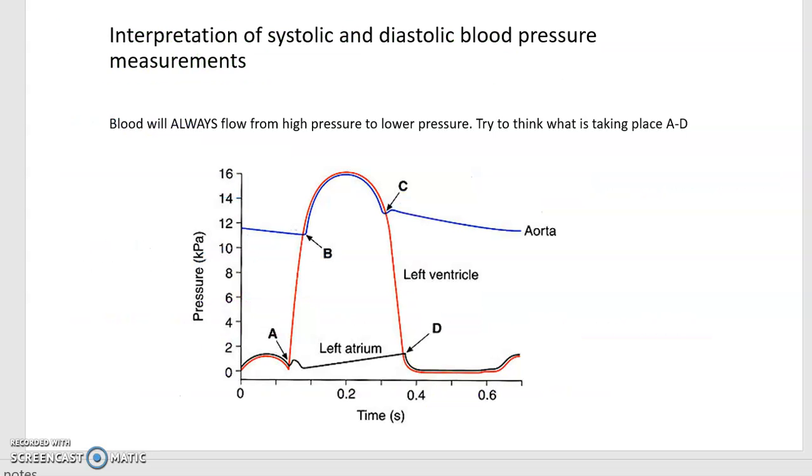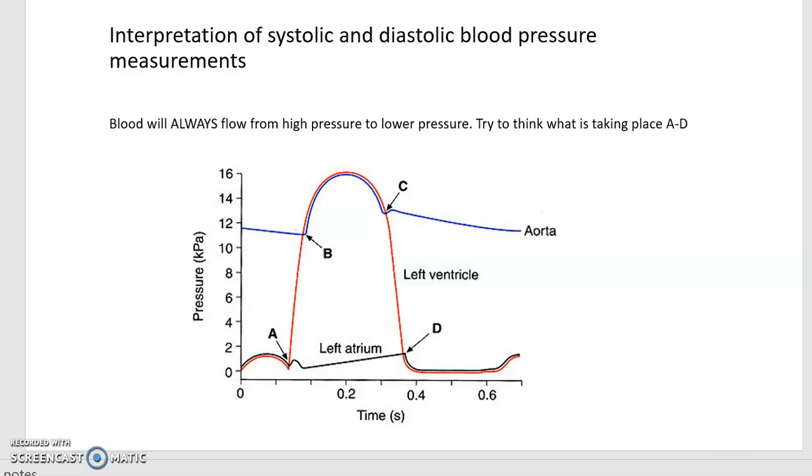This is a diagrammatic version of everything that I've just said, which is focused on pressure. And you need to appreciate here that blood will always flow from a high pressure to a low pressure. And what I want you to do is to pause the video in a moment, and I want you to look very carefully at the regions A, B, C, and D. And I want you to think about the difference in the pressure there and the events that might be taking place. And I'll just pause.